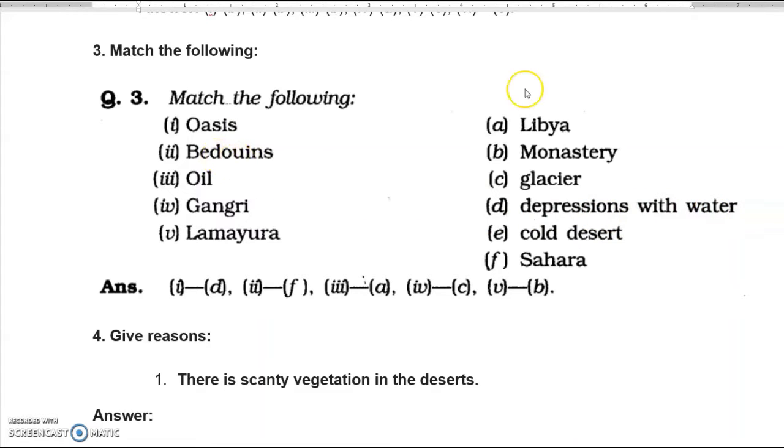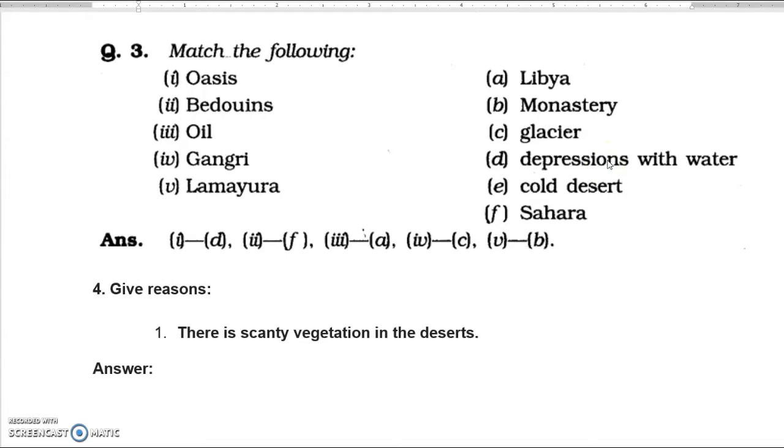Then Bedouins. Bedouins is mainly found in Sahara. Then oil. Oil in Libya. Then next one, Gangri. Gangri is a type of glacier. Okay. Gangri is the name of a glacier. Then Lamayura. Lamayura is a monastery. Lamayura means monastery. Okay. Then next one, give reasons.